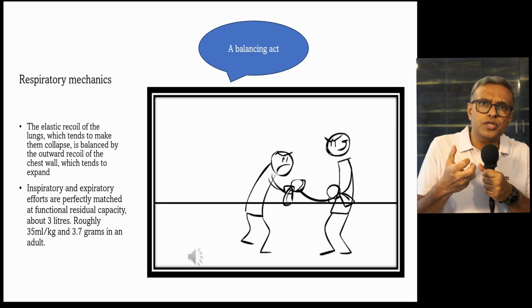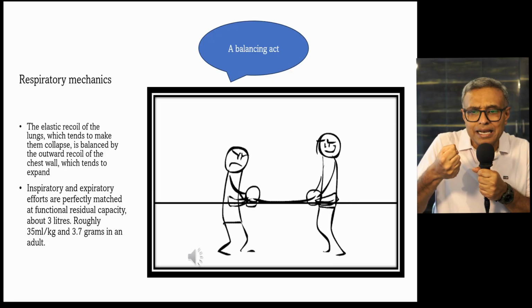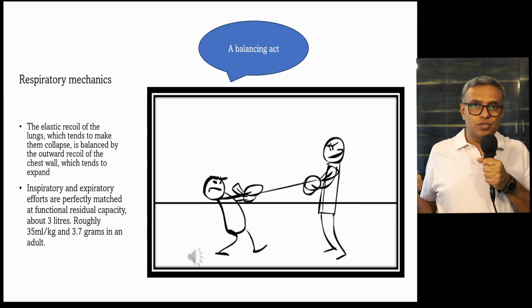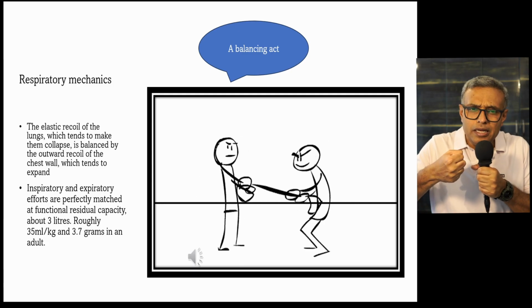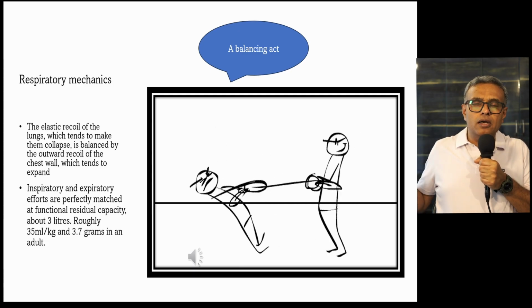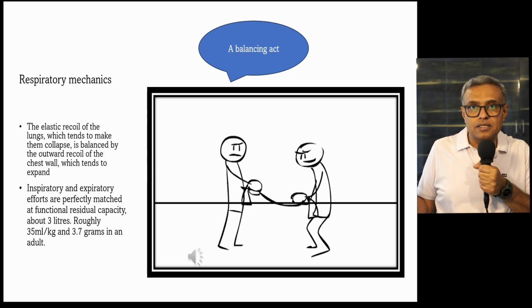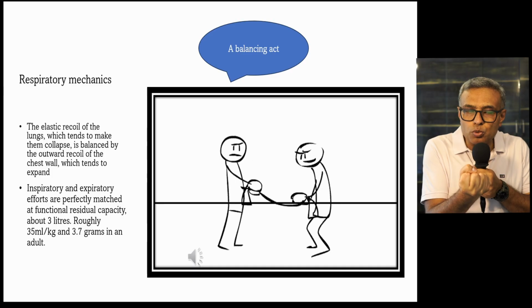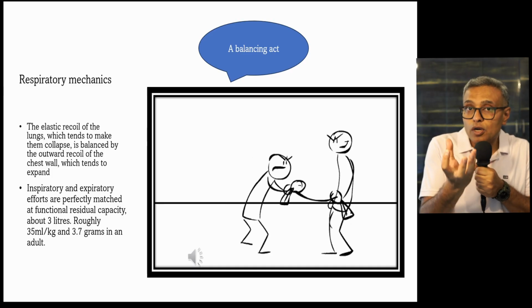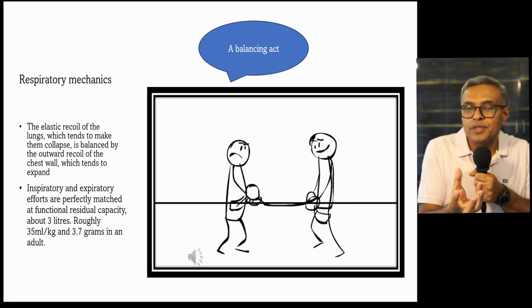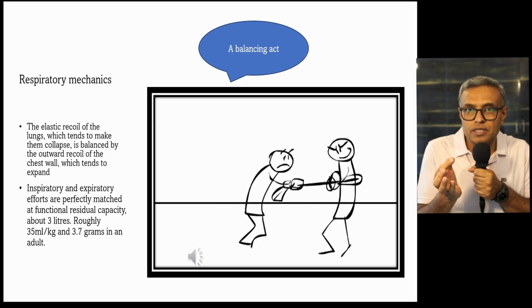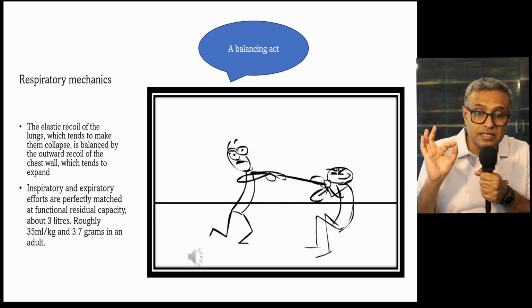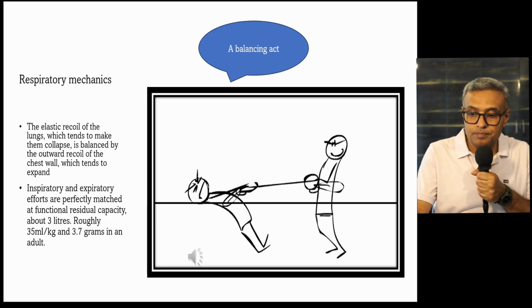Respiration is basically a balancing act between inspiration and expiration. The lung muscles work very hard to expand the lungs. Once that happens, the recoil forces of the lung pull it back to its original shape. During that time, whatever lung volume is left over is the functional residual capacity, which is about 3 liters, or 35 ml per kilo, in an adult.